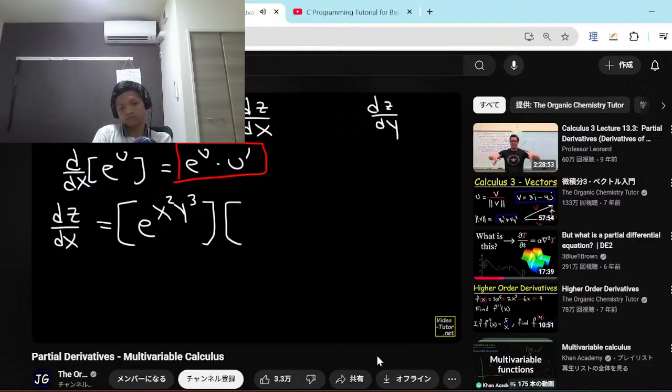Now we're going to find a partial derivative. That means we're going to treat y as a constant. So we're going to differentiate x squared, which is 2x, and rewrite y cubed. And that will be it. We don't have to use a product rule here. We're only differentiating the x variable. And so that's it. It's going to be 2x y cubed times e raised to the x squared y cubed.